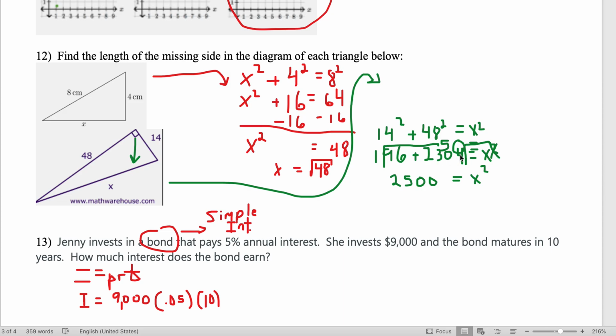2304. What's that? Somehow I got this box in here. I don't know where this came from. 196 plus 2304 is x squared. 196 and 2304, it almost looks like a 1 there.